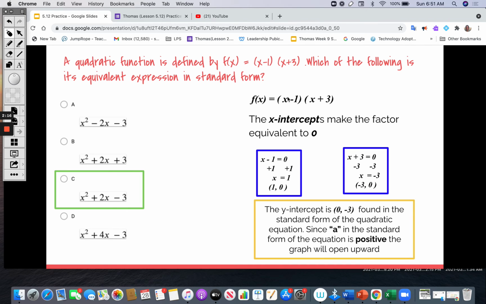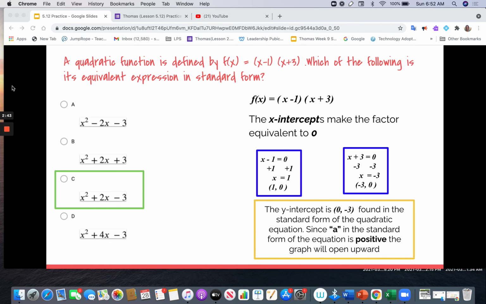When you substitute x equal to 1, that factor becomes 0. And in the second factor, x is equal to negative 3. When you substitute that in, it's going to be equal to (negative 3, 0). The y-intercept of this function, if we look at it, is going to be negative 3. It's (0, negative 3). It's found in standard form. Since a is positive, we also know that the graph is going to open upward.